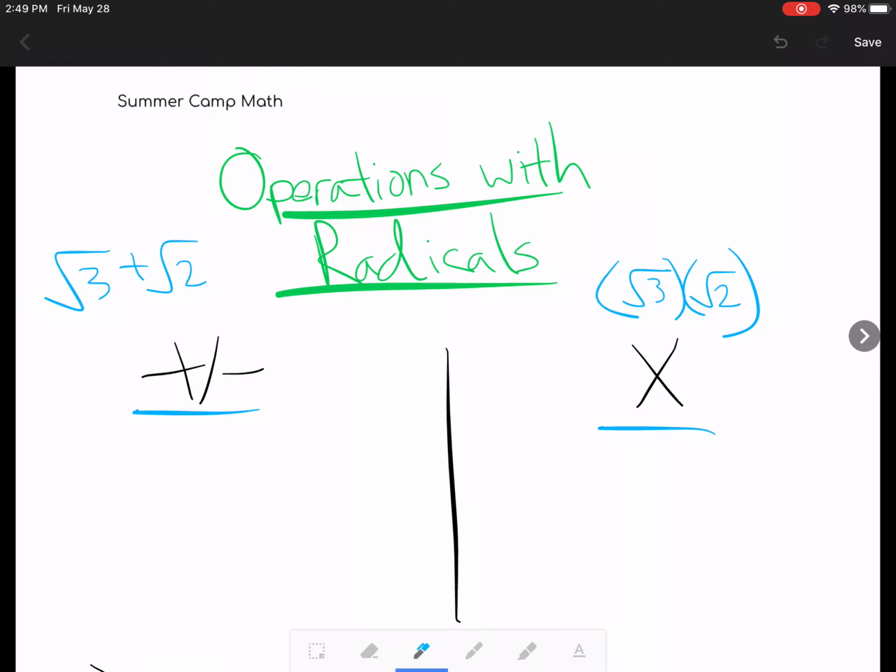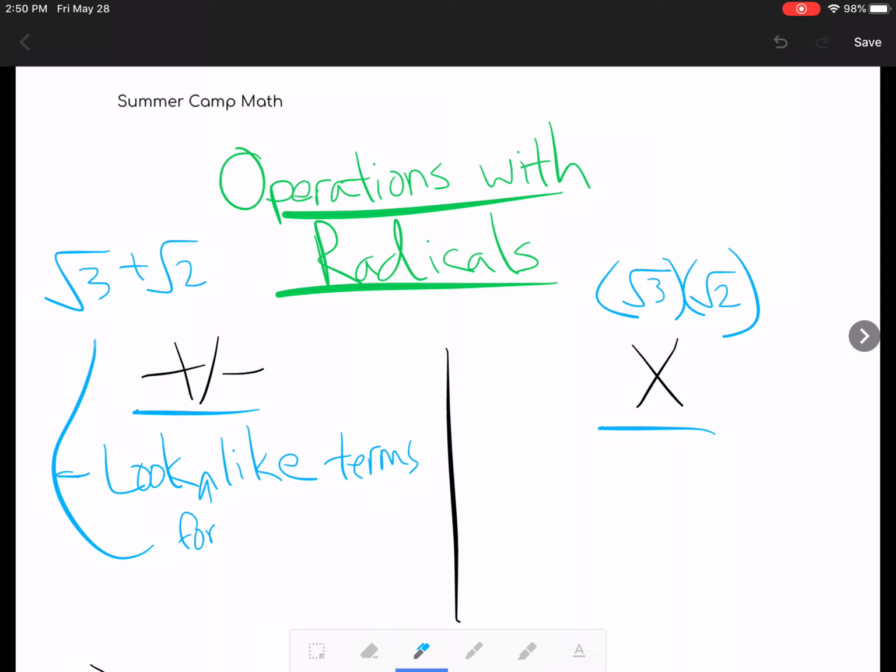So adding and subtracting, it's really simple. We just have to look for like terms. Like terms are things that are under the radical that match up. So for example, square root of 3 and square root of 2, they're not like terms, and we can't combine those any further. But if we had square root of 3 and then let's say something like 5 square root of 3, those both have square roots of 3. They are like terms. So for like terms, we're looking for the same number under the radical.